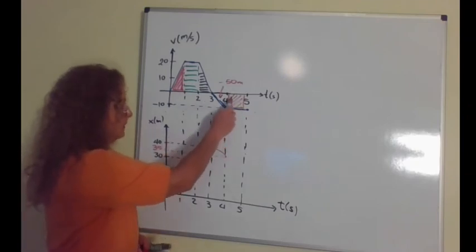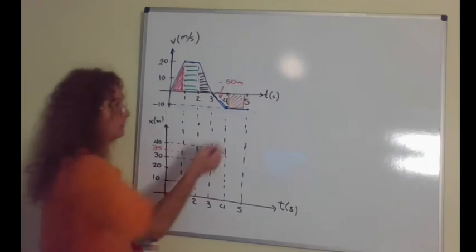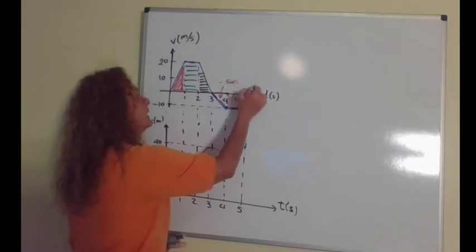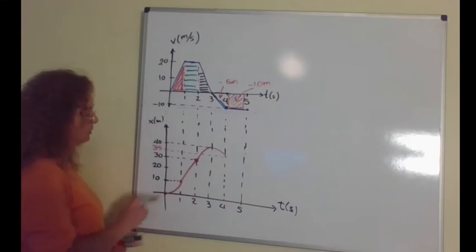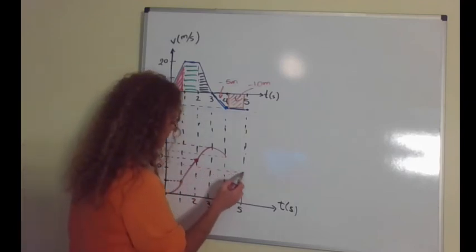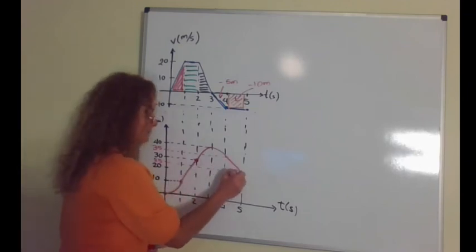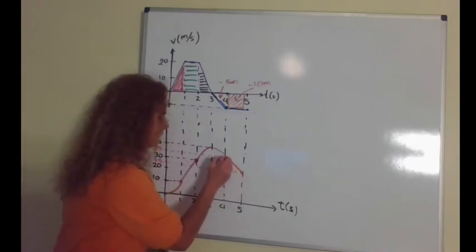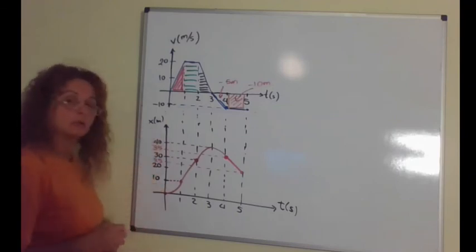And from 4 to 5 it does 10 meters, which is negative. I did the mistake here. Negative 10 meters, going to 25. Is this a straight line? This is a straight line. So this is how the position changes with time.